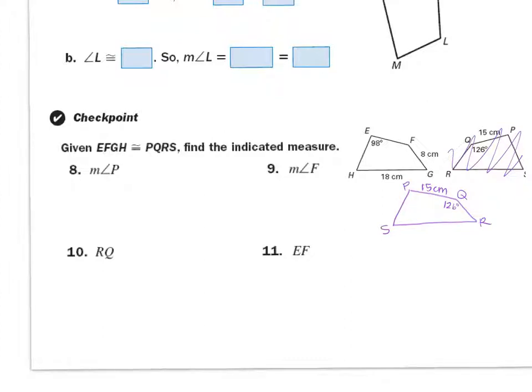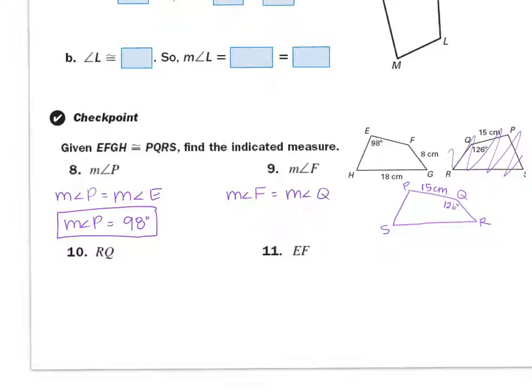So here's how we show our work. If we want to find the measure of angle P, we need to identify what angle P is equal to. So I'm going to say the measure of angle P is going to equal the measure of angle E, because those are the corresponding angles, and so the measure of angle P would be 98 degrees. You need to show what it corresponds to, because that's how you know what it is equal to. The measure of angle F corresponds with the measure of angle Q, and therefore the measure of angle F would also be the same as the measure of angle Q, which is 126 degrees.